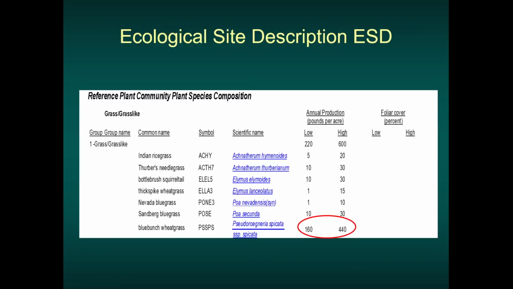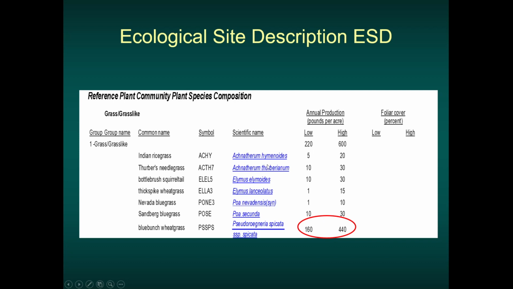And as you go deeper into the ESD, you're going to get the species list that shows annual production in pounds per acre. If you look here, this is the grass list, and I've highlighted bluebunch wheatgrass. You can see that it makes up the bulk of the grass species here as far as production goes. So we're going to want to take note of that. Our mix is probably going to have a large complement of bluebunch wheatgrass in the end.